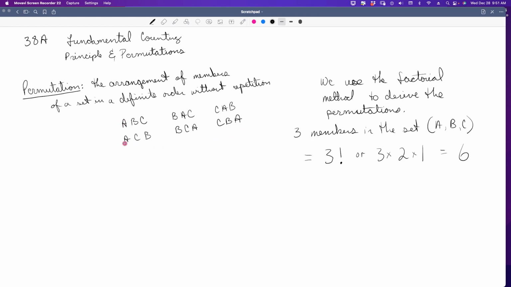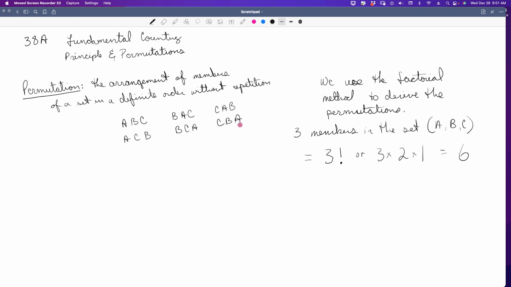When A is the first member, we can either have B next and then C, or C next and then B. When B is the first member, we can only have BAC or BCA. And when C is the first member, then we can only have CAB or CBA. Those are the only permutations that are unique. There's only 6 of them.